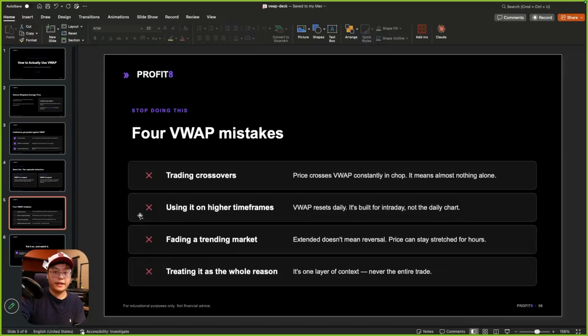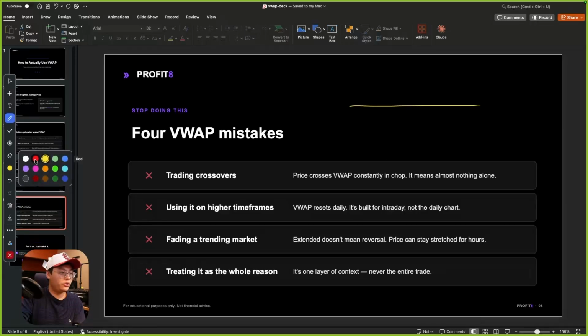These are four mistakes you should avoid when using VWAP. First, trading crossovers. Let's say VWAP's in the middle like this, and price is constantly chopping back and forth, super short, goes back up, then goes back in and goes back up.